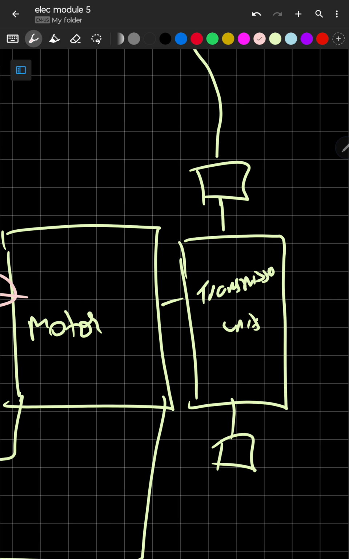Now coming to the transmission unit. It will receive the mechanical energy from the motor, which will help in running the wheels. It helps in smooth movement of the vehicle.